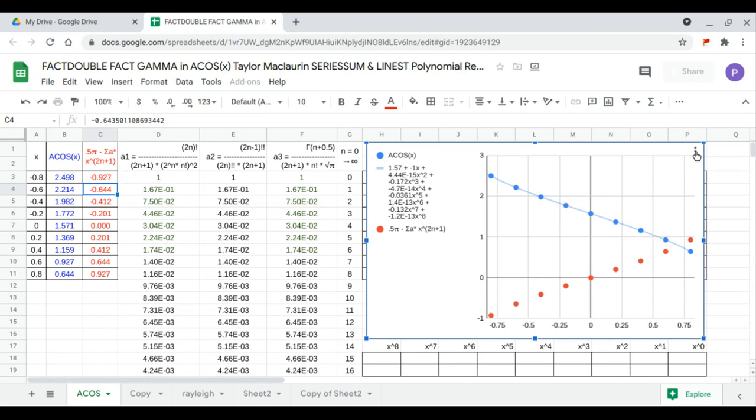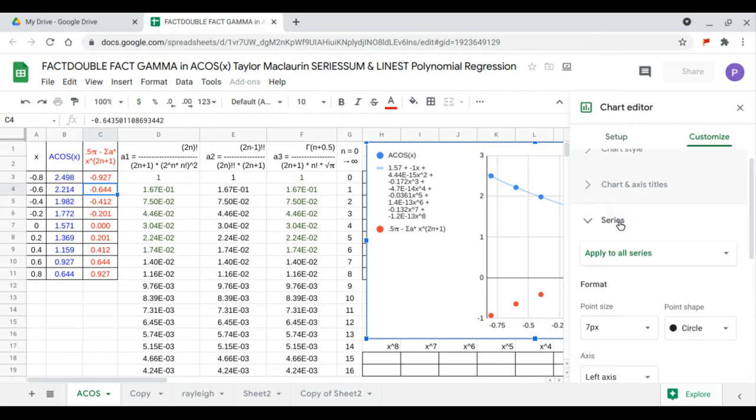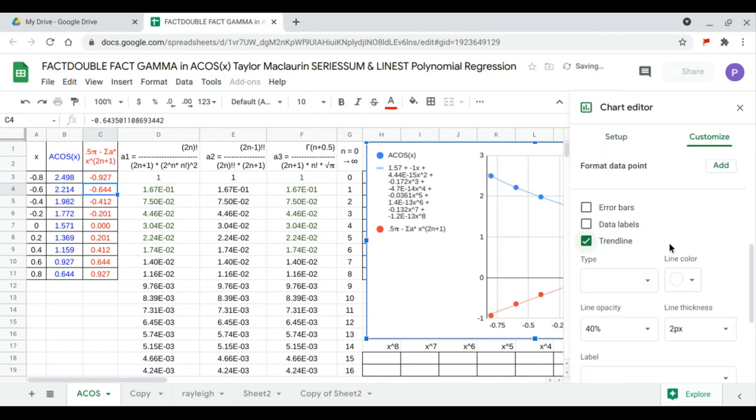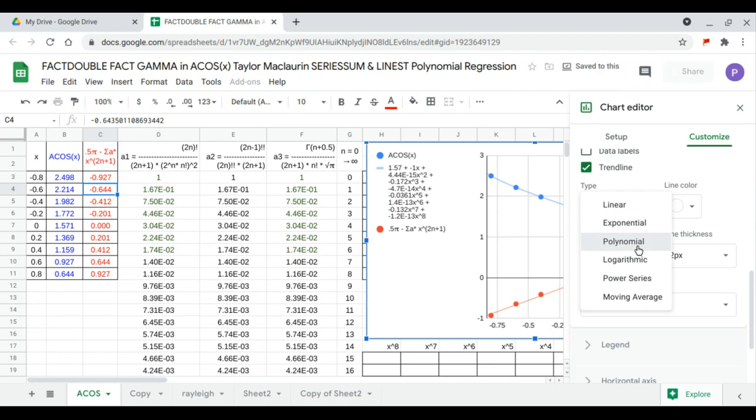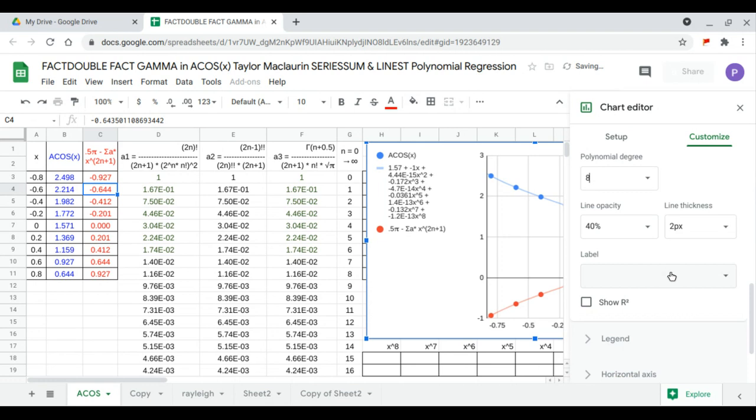And we'll show the polynomial. Edit chart. Trend line, polynomial to the 8th degree. The label, use the equation. Now we got the equation.